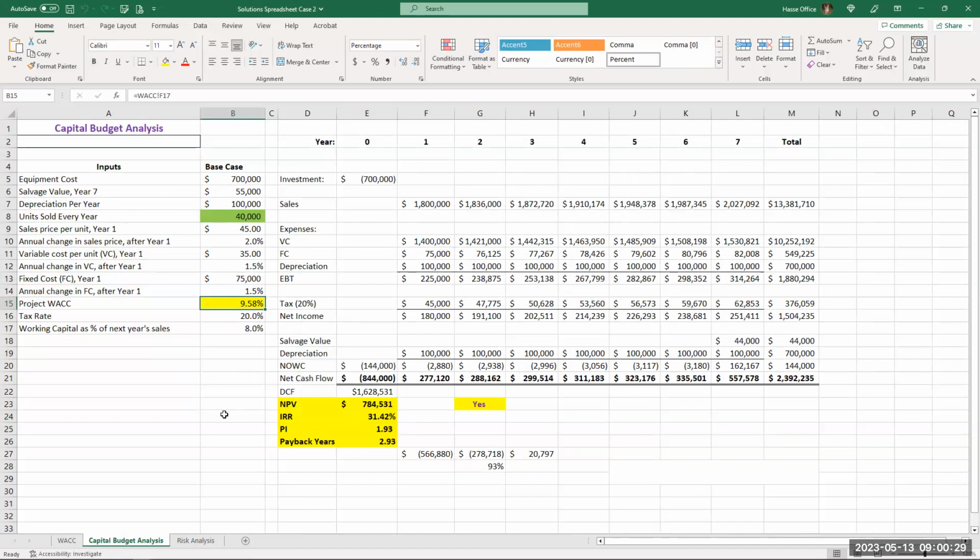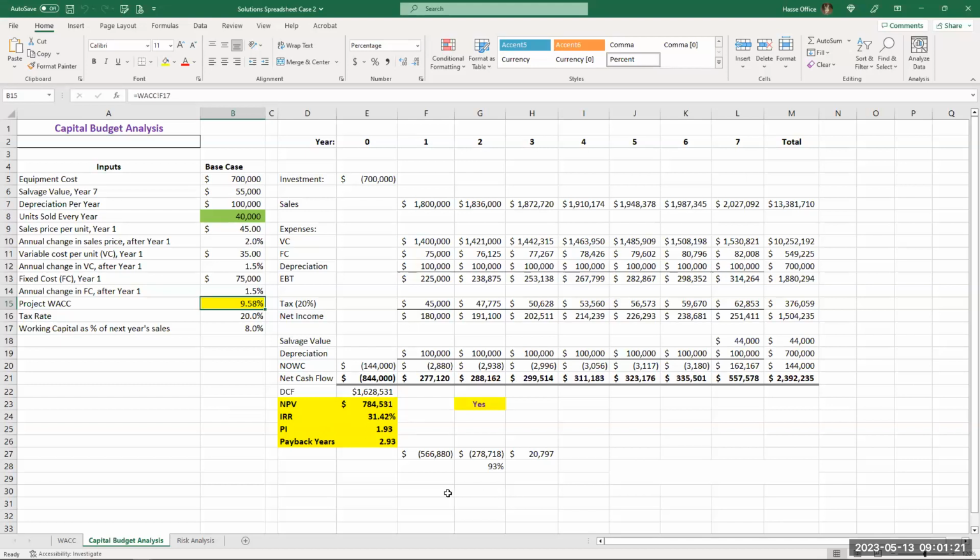So then what we did is we put this into the data provided: a 7-year investment of $700,000 depreciated at $100,000 a year for 7 years, with a salvage value or an ending value disbursement of $55,000 in cash as a disposal of that asset. With the various projected units sold by the company, the selling price per unit and the inflation rate attached to that, the variable cost per unit, the cost of manufacturing and producing that product with an inflation rate of 1.5%, a fixed cost rate of $75,000 a year with an inflation rate of 1.5%, a tax rate naturally of 20% and an 8% working capital.